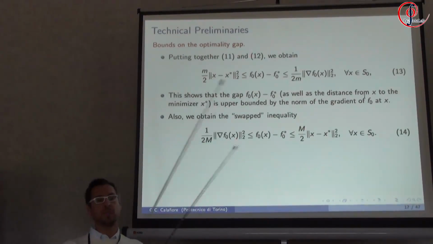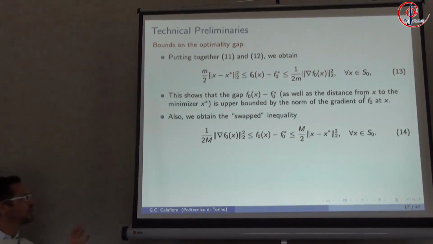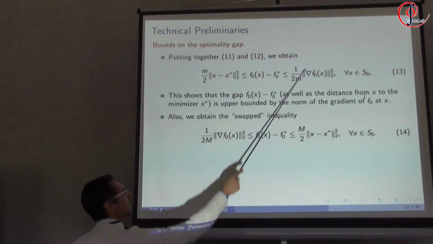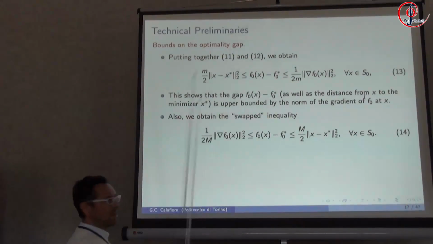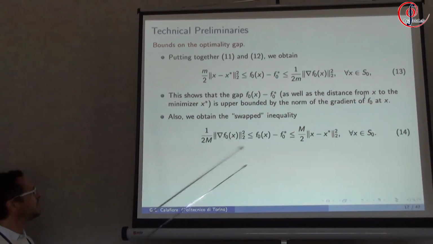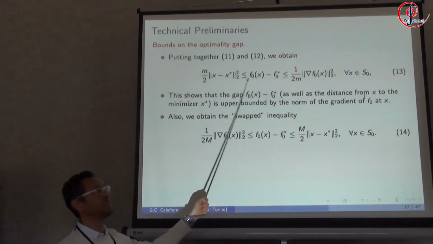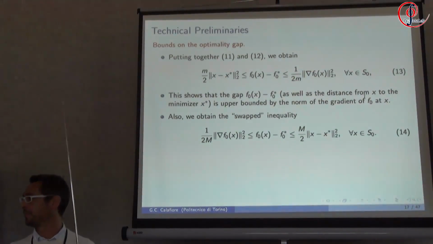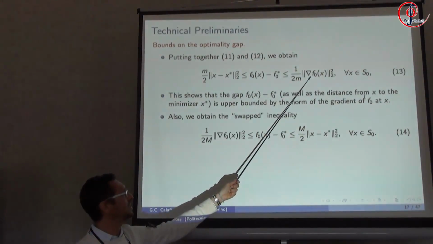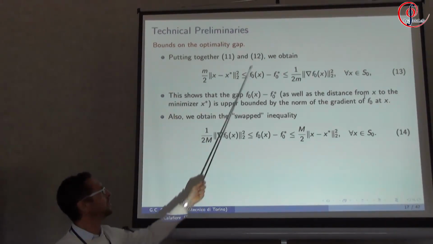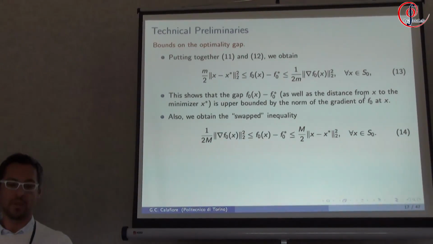So in our algorithm, we can check the norm of the gradient, and if that norm goes under a certain threshold, of course we need to know this constant m to make a precise statement, then we can say that we are epsilon close to the optimum. Okay? But the main point is that as the gradient decreases, this quantity here, the optimality gap, also decreases.